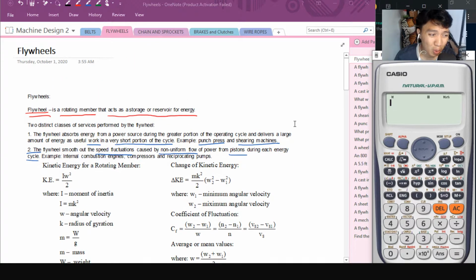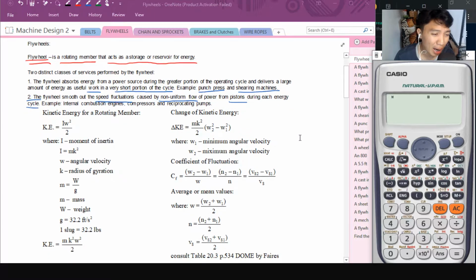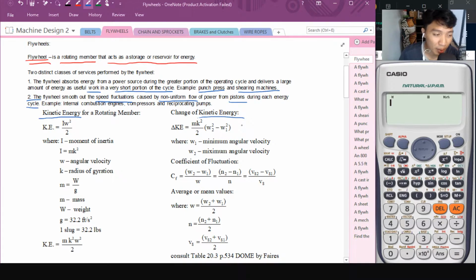So, ano ba yung commonly na mga bagay na kailangan nating alamin pagdating ng flywheels? Okay, when we say it is a rotating member that acts as a storage of energy, anong type ng energy ang ini-store niya? Ang tawag dun ay the energy that is gathered from a moving object is the kinetic energy. Ayan. So, dito meron mga binigay dyan na formula for us to follow in order to solve problems that are related to your flywheels.